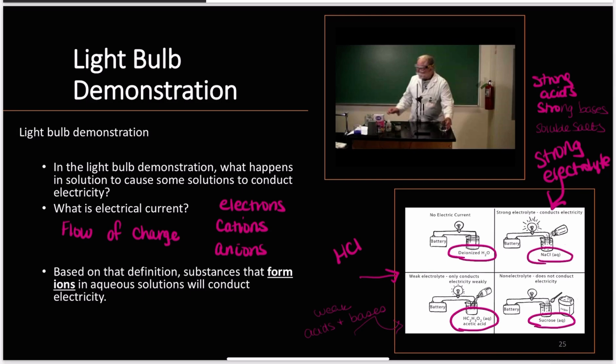It's a strong electrolyte for, say, sodium chloride or your strong acids and strong bases because they completely ionize in solution. We talked about the solution formation of sodium chloride and how it breaks up into the individual ions that are then surrounded by water molecules and float around in solution. When that happens, those ions floating around are what let our charge transfer. Hence, the light bulb lights up.